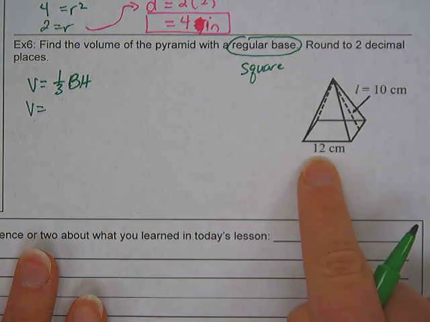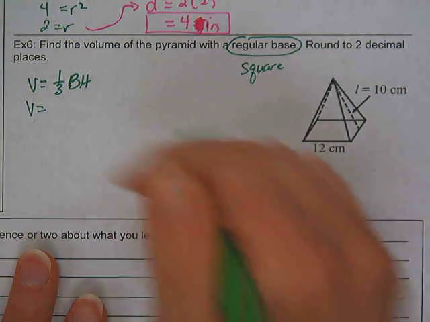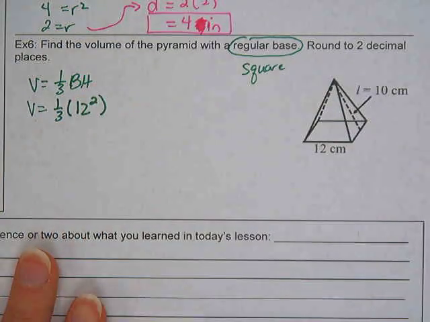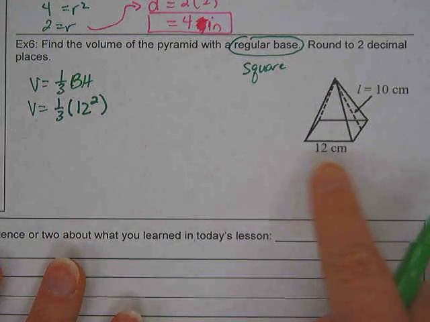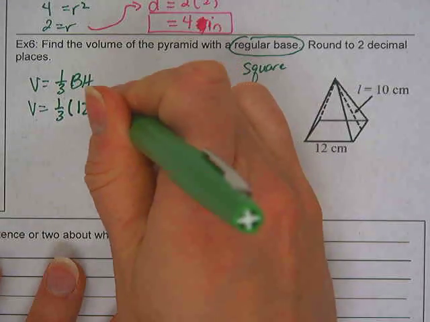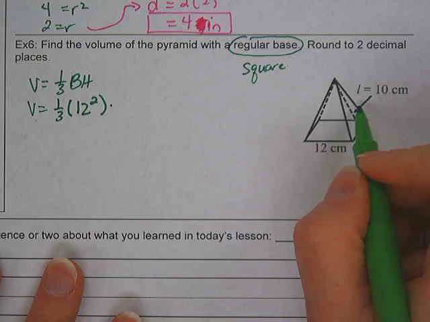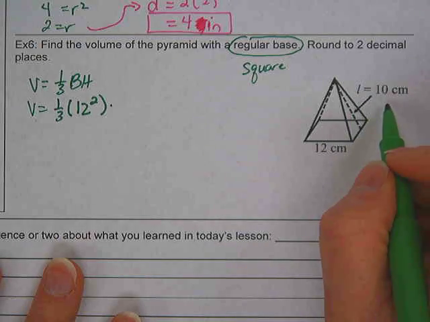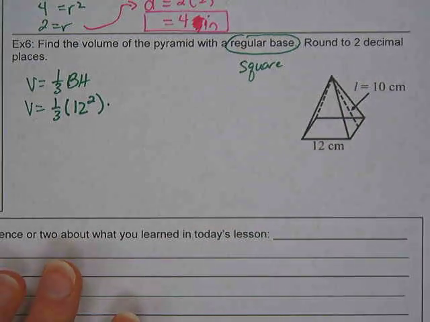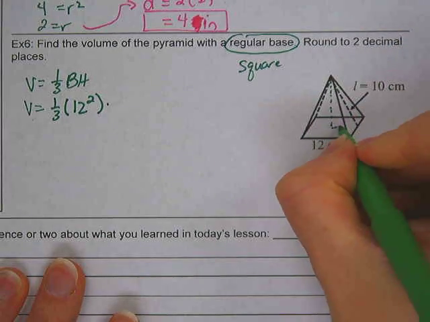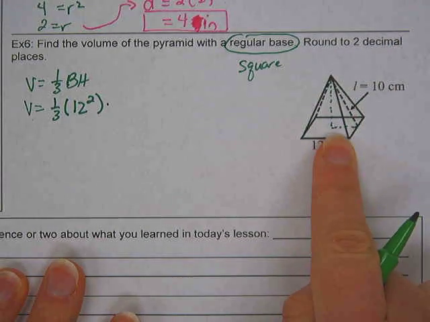Now volume is still 1/3 base times height because it's a pyramid. Now the base is a square, so it's going to be 12 squared. And I'm going to put it in right there because for squares it's pretty easy. You just take a side and you square it. Height is going to be a little more complicated. If we look at the diagram, it gives us the slant height. It doesn't actually give us the actual height.